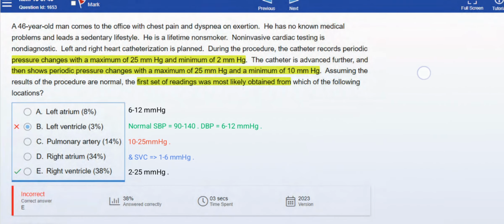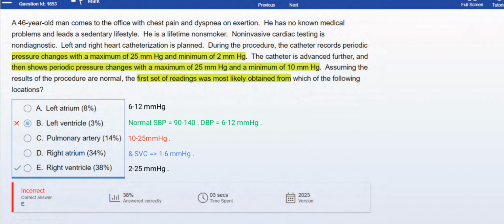Okay, the correct answer for this is right ventricle, because they are asking about the pressure changes between a maximum of 25 and a minimum of 2 mm Hg. So that pressure is in the right ventricle. Why not left atrium? Because the pressure change over there is between 6 and 12. Okay. Why not option B?